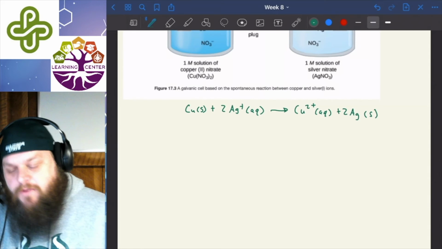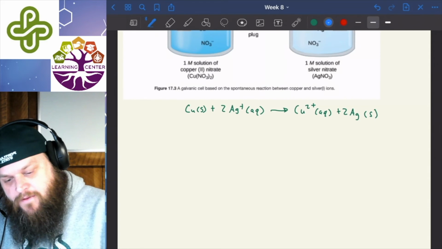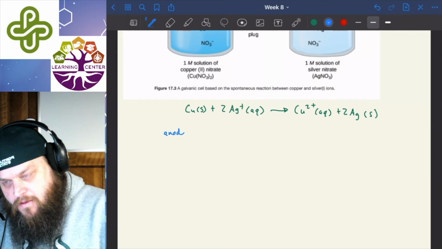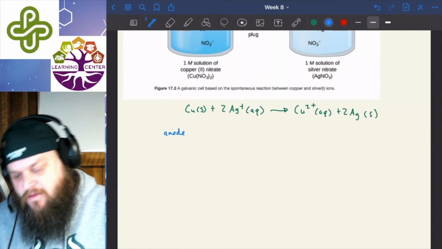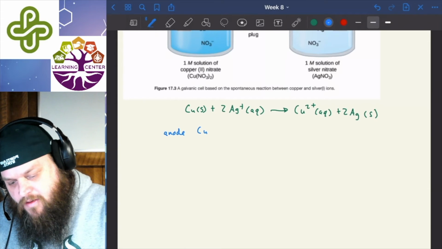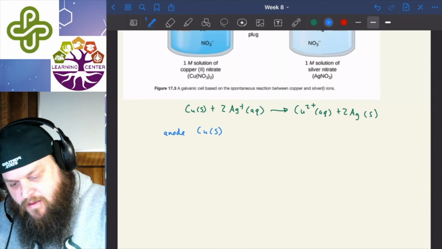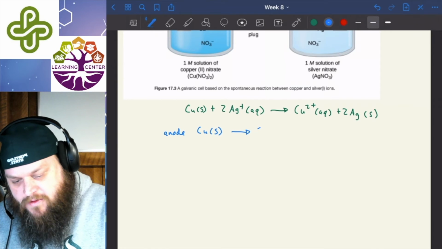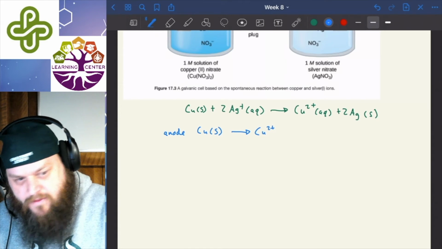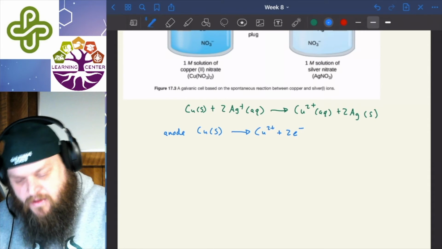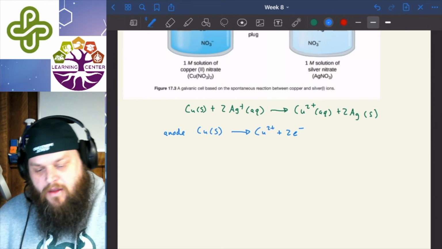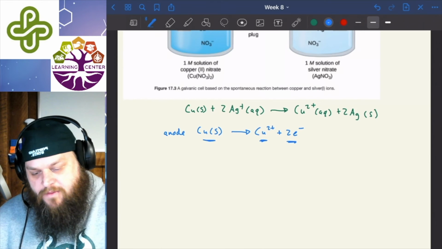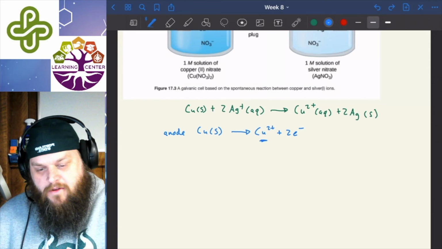And we're going to write the different half reactions as follows, where the anode, remember, the anode is always the one that's losing electrons. So that's going to be copper solid produces copper 2 plus plus 2 electrons. And remember, you have to have that balance of charge on either side. So the 2 plus and the 2 minus there gives us a neutral copper solid.